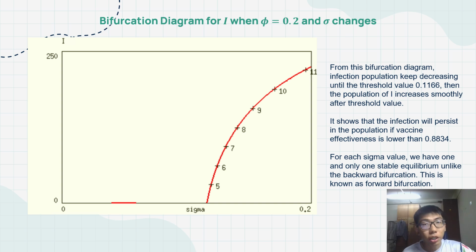So for the bifurcation diagram for I, the infected population, with phi equal to 0.2 and sigma changing from 0.04 to 0.2. From this bifurcation diagram, the infected population will keep decreasing until the threshold value of 0.1166. Then the population of I will increase smoothly after the threshold value, and the infection will persist in the population if the vaccine effectiveness is lower than 0.8834. And also for each sigma value, we only have one and only one stable equilibrium, unlike the backward bifurcation. So this is known as forward bifurcation.